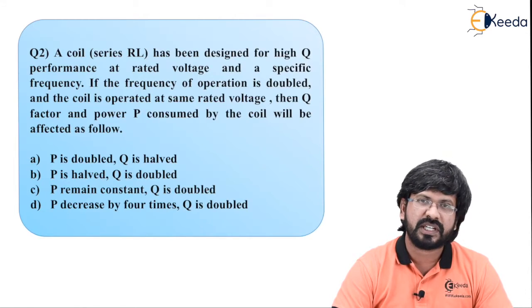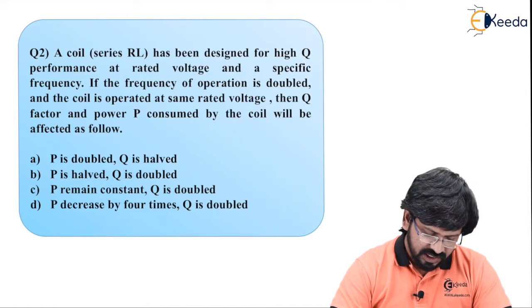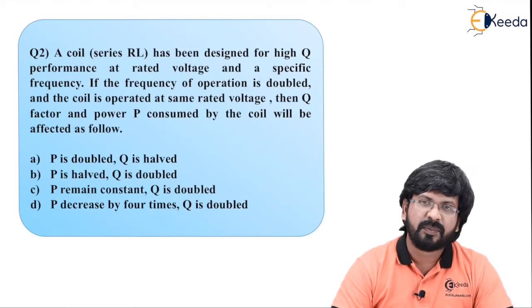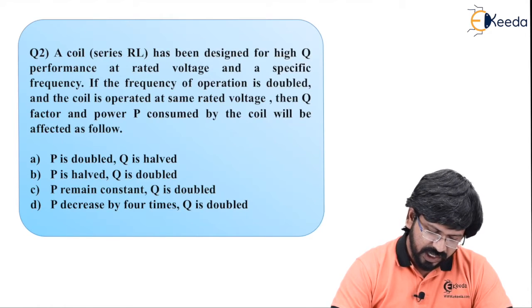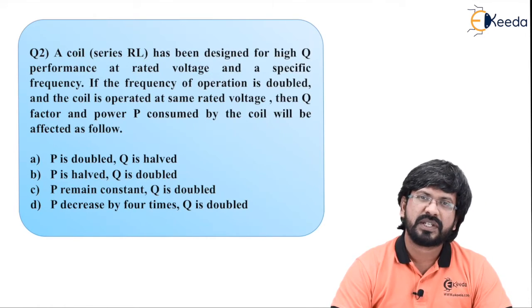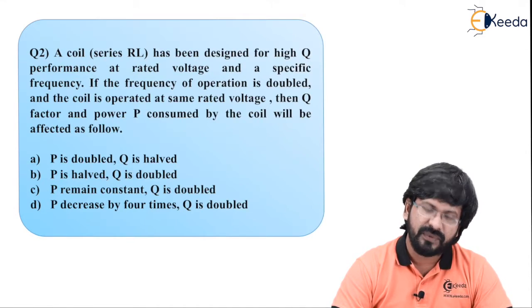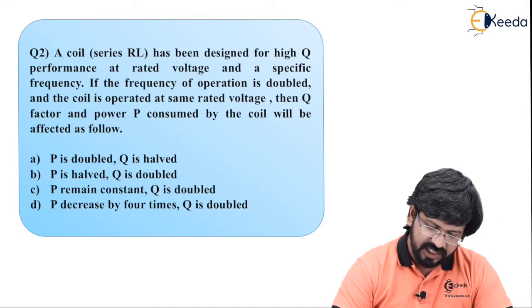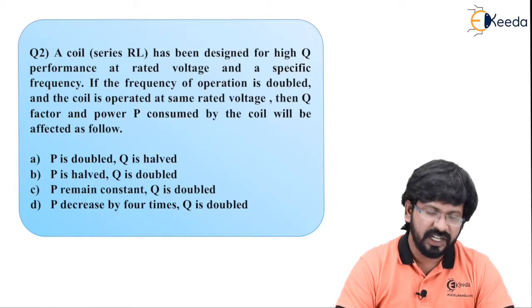And there are 4 statements given where you have to select one of the correct statement. Option number A says P is doubled, Q is halved. It means P is doubled means the new value of P is older value multiplied by 2, whereas Q is halved means Q becomes half of the previous value. Second option says P becomes half, Q is doubled. Option C says P remains constant, Q is doubled, and option number D says P decreases by 4 times and Q is simply doubled. Let's see what the reality is.